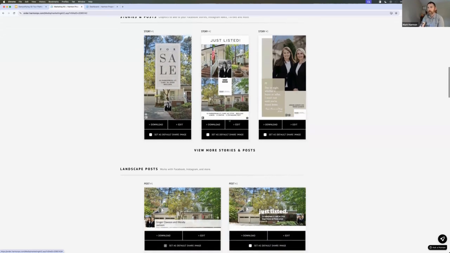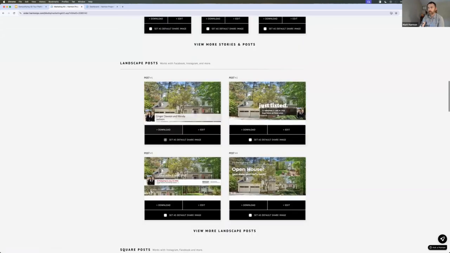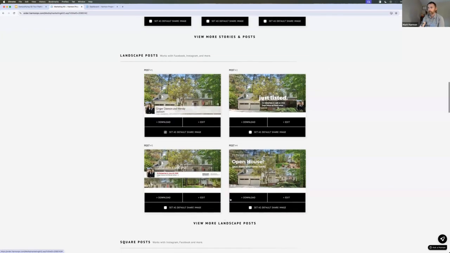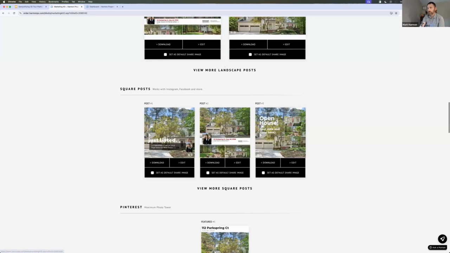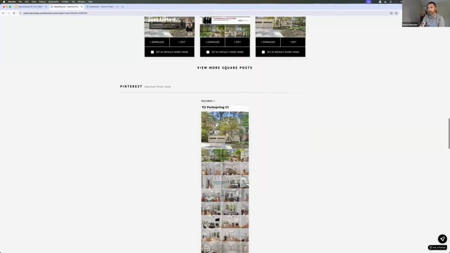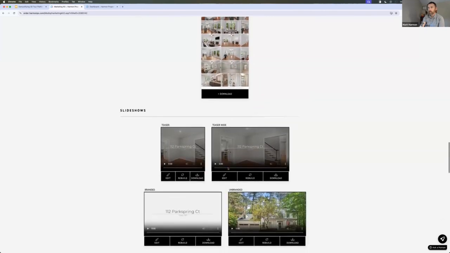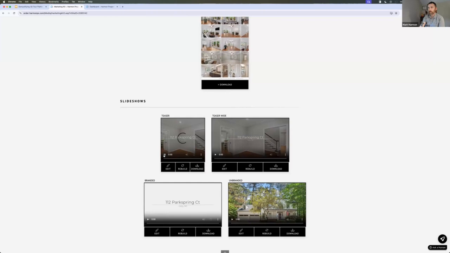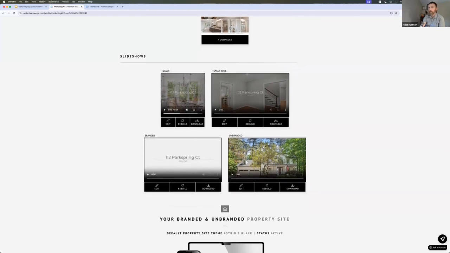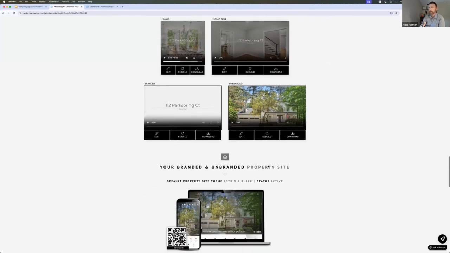It's included for you. Landscape posts, you can use these for Facebook or wherever else you'd want to share something that's more of a landscape orientation. Square posts for Instagram. Pinterest, if you wanted to share a whole strip on Pinterest like this. Slideshows, just like the old type slideshow where it's got all the pictures with music going behind it. You can download that and share that on social media. Several different templates, branded, non-branded.